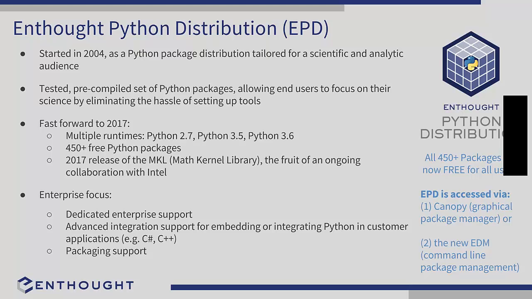So the Enthought Python distribution is still live. Even if it's not very visible, it's there. It is now completely available. All the packages are available for free for all users. How do you access that? You can access it either through the Canopy application or through the Enthought Deployment Manager that I'm going to talk about in a minute.